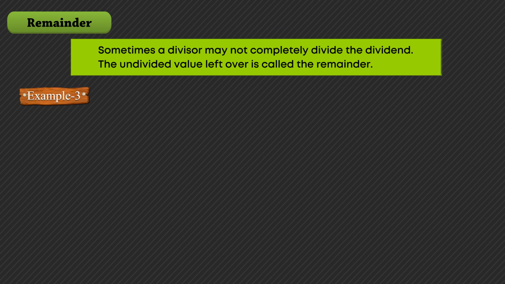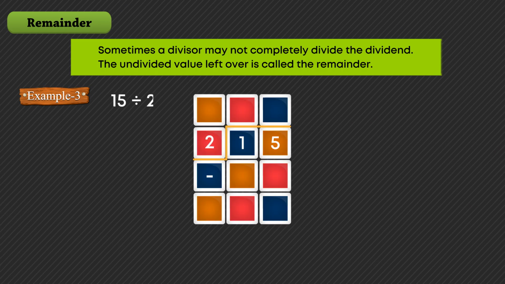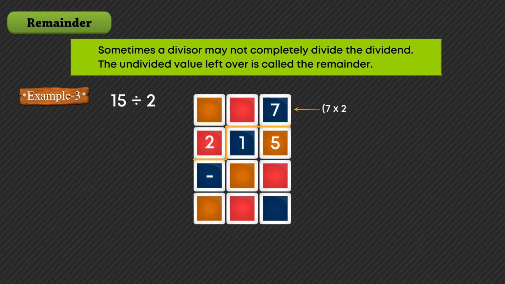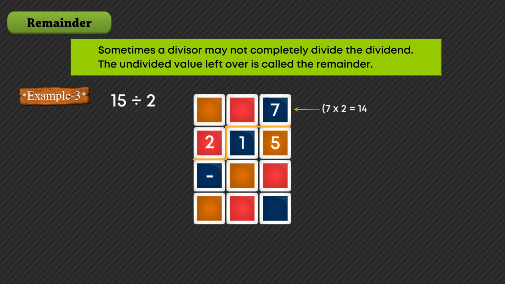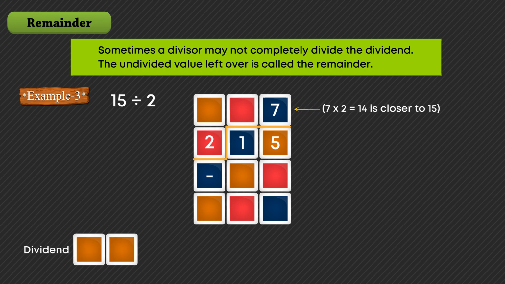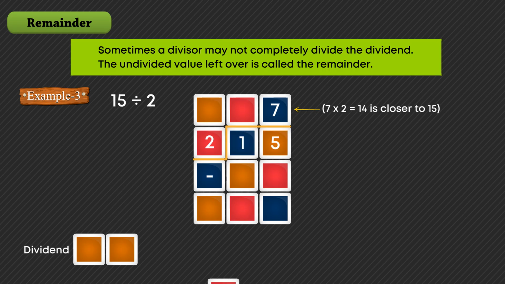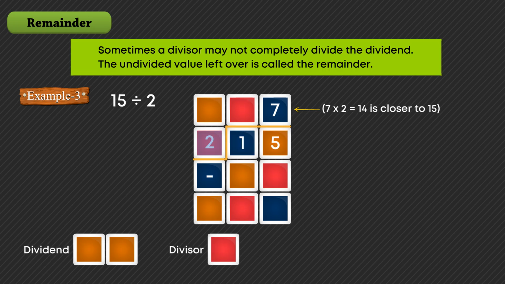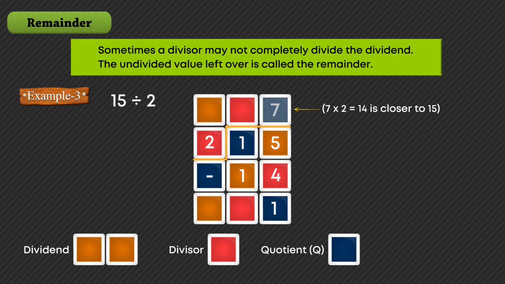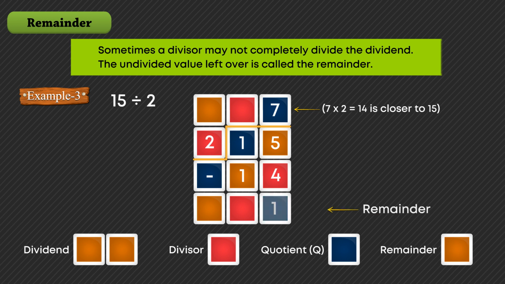Example 3. 15 divided by 2. 7 into 2 is equal to 14, which is closer to 15. Dividend is equal to 15. Divisor is equal to 2. Quotient is equal to 7. Remainder is equal to 1.